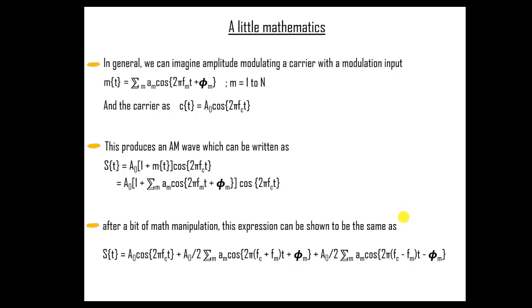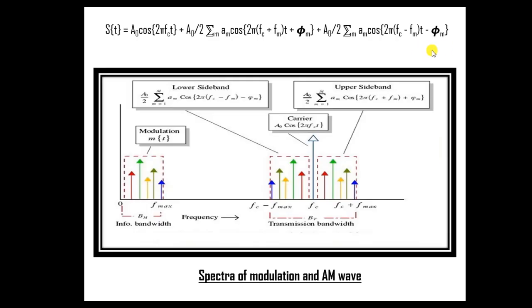This tells us that S of t, the amplitude modulated wave, is actually composed of three parts. These are the carrier, which is unaffected by modulation, the upper sideband components Fc plus Fm in the subscript, which are an upconverted copy of the original modulation spectrum, and the lower sideband components Fc minus Fm in the subscript, which are a mirror image of the upper sideband spectrum.